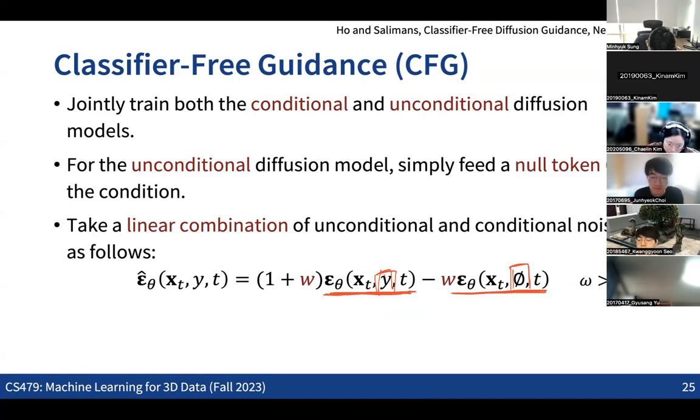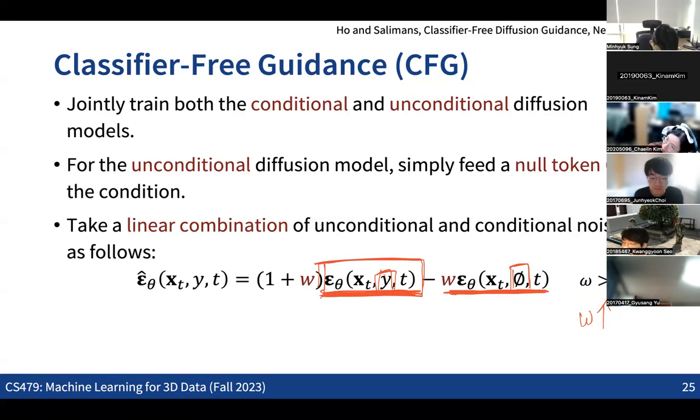So what you can see here is that if you make this W equal to 0, then we are just taking the noise from the conditional input as the noise that we use in the reverse process. And if we increase W to be greater, then we give more emphasis to the noise for the conditional case, while deviating more from the noise predicted for the unconditional case.